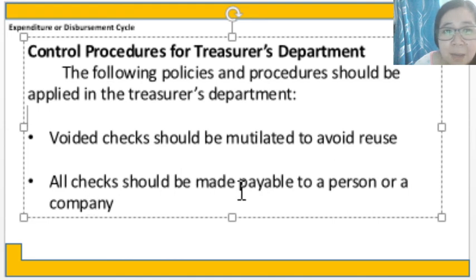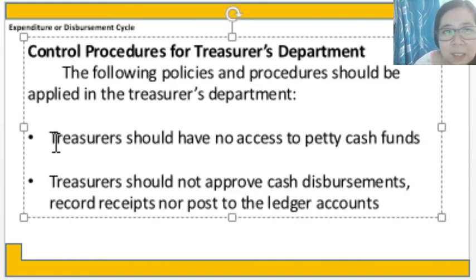Next, all checks should be made payable to a person or a company as mentioned. So this should be clearly written on the face of the check to make sure that the person who receives the payment is actually the party the entity owes or has a liability with. Another is the treasurer should also have no access to the petty cash fund. There should be a petty cash fund manager who takes care of the disbursements for small amounts.